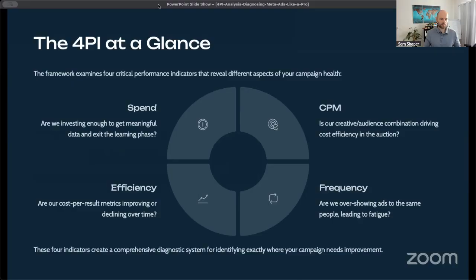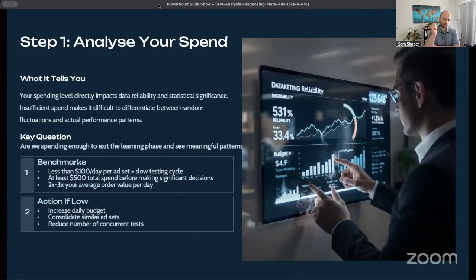All right, so let's break it down. Analyzing your spend, the main objective for that is collecting statistically significant data. So again, you don't want to be, John was always a culprit of this, day trading your account, switching on, off, on, off, because you never give anything a chance to learn.